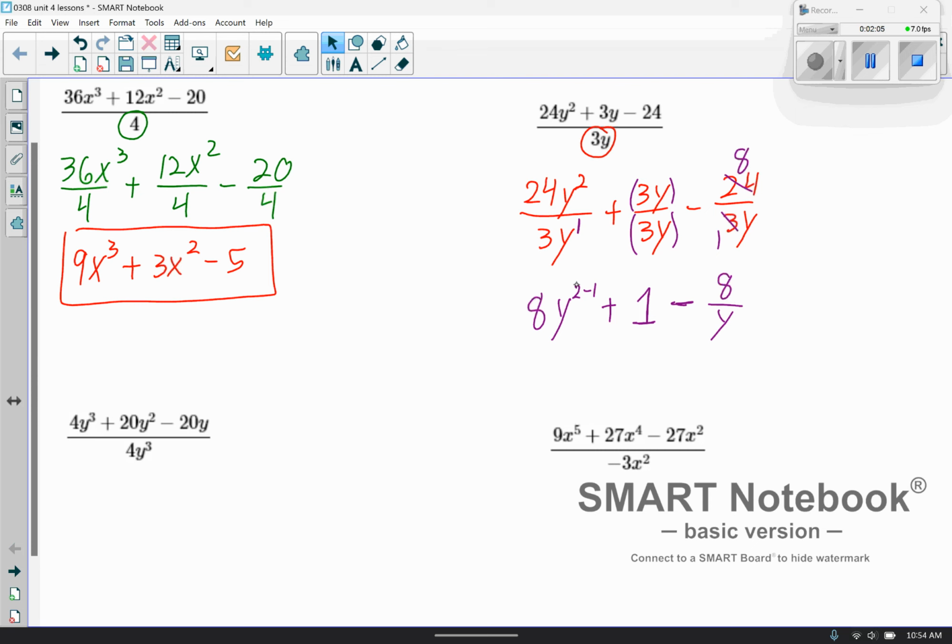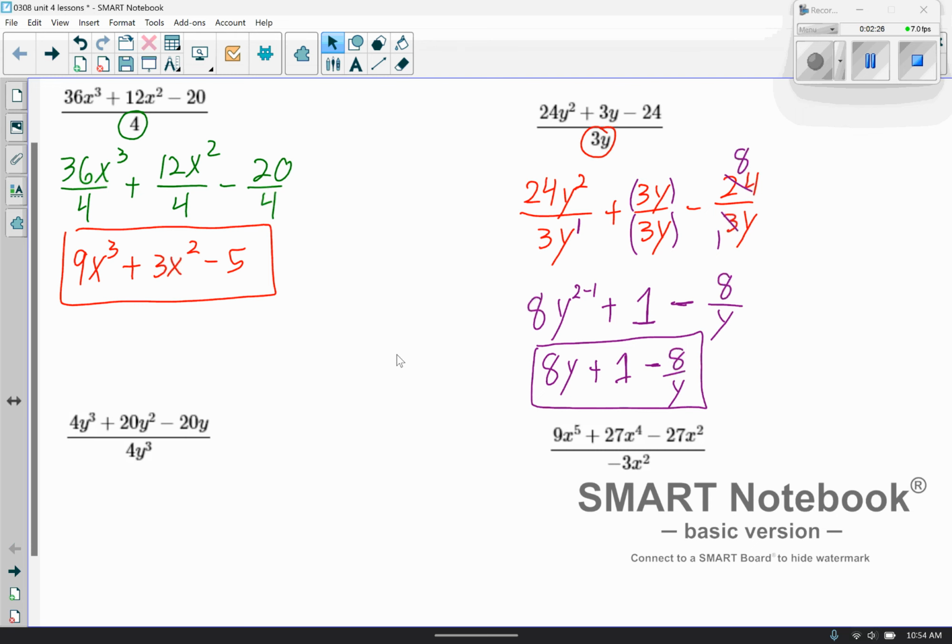And then the last thing I have to do is clean this up on that first term, which you could have done in your head if you felt comfortable with that. And actually, I'm just going to go ahead and write it as 8y. The 1 is understood, so it's not necessary to write that power right there. And so there we are.